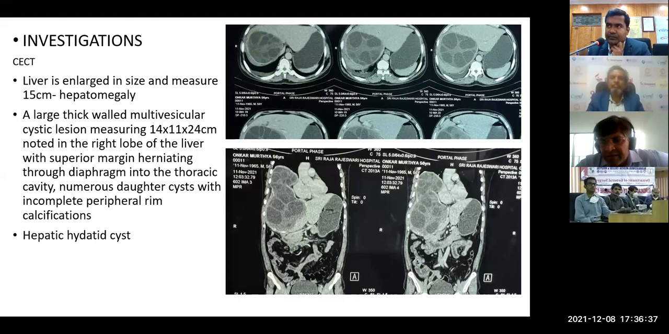Sir, four goals, sir. Mainly, first to inactivate the infected material, sir. Prevention of spillage, sir. And evacuation of the viable materials and taking care of the residual cavity, sir.